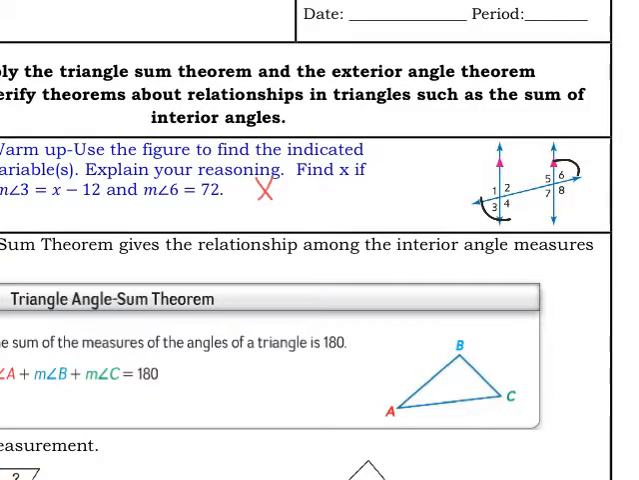So let's do x minus 12 equals 72. Then what should I do to both sides? Add 12. So x is equal to 84. Good job on the warm-up.